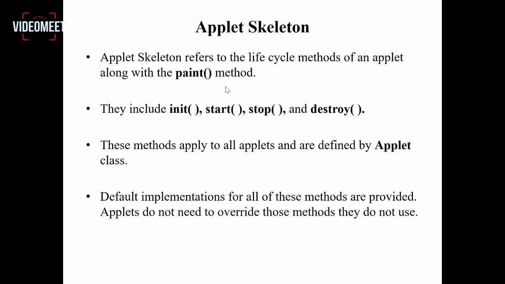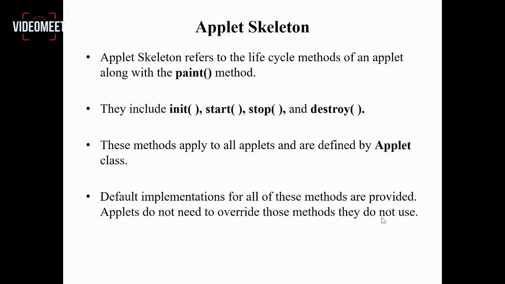Except for the paint method, the remaining 4 methods of the life cycle of an applet are directly members of the applet class. They are defined inside the applet class. So default implementations for all these methods are provided. Applets do not need to override those methods. Because you are creating a class and making it a subclass of applet, automatically these 4 method definitions will also be part of your applet class. So they automatically get executed.